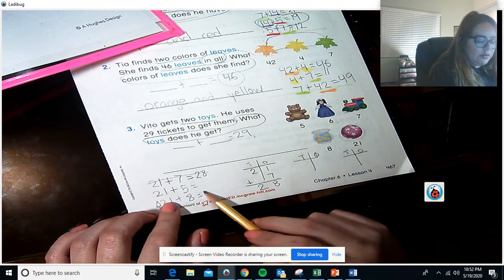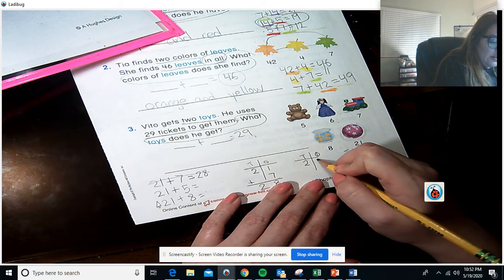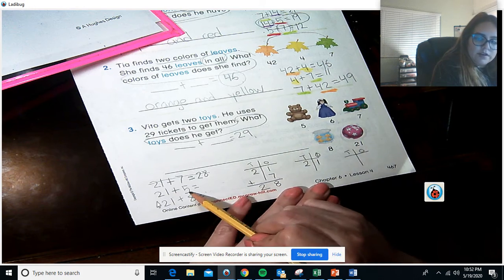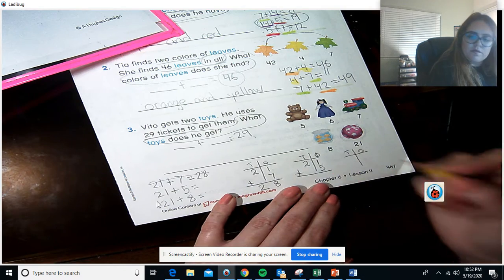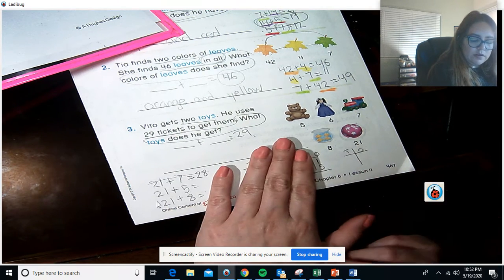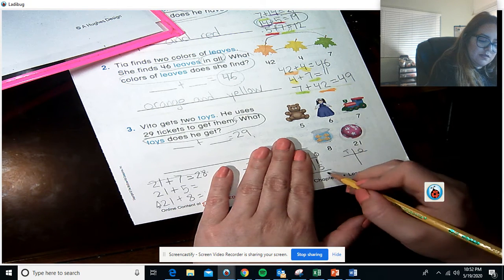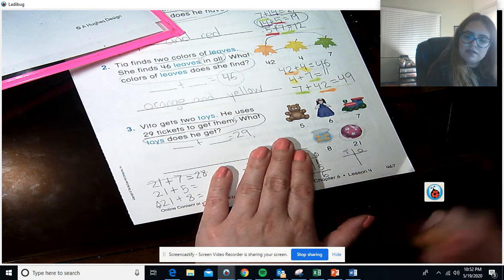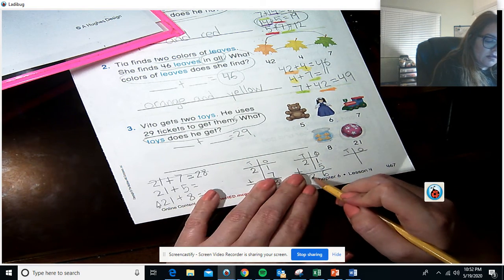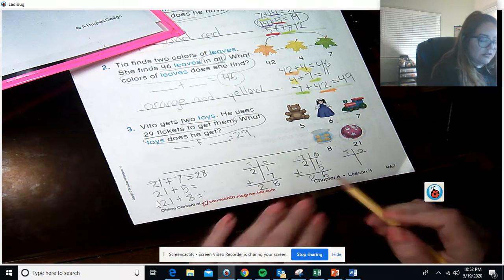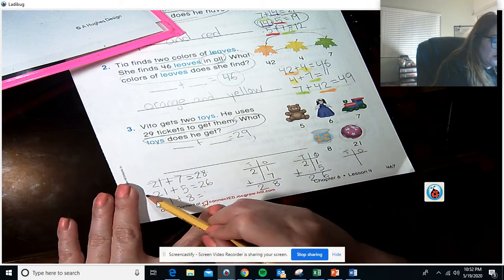Okay, let's try 21 plus 5. 21 has 2 10s and 1 1 plus 5. That's 5 1s. Okay, let's start with our 1s. 1 plus 5 is 6. 2 plus 0 is 2. 26. Is that our answer? Nope.